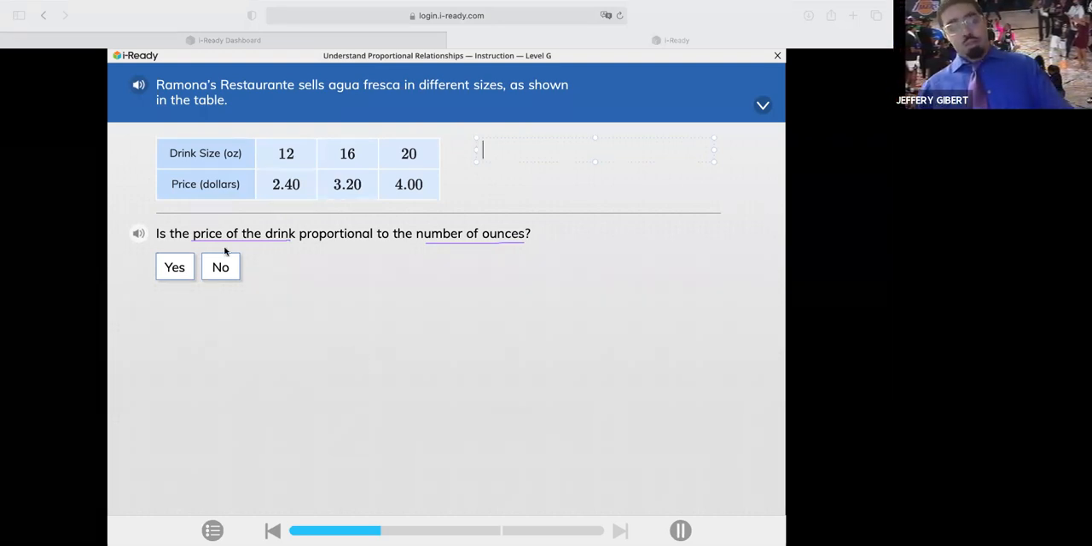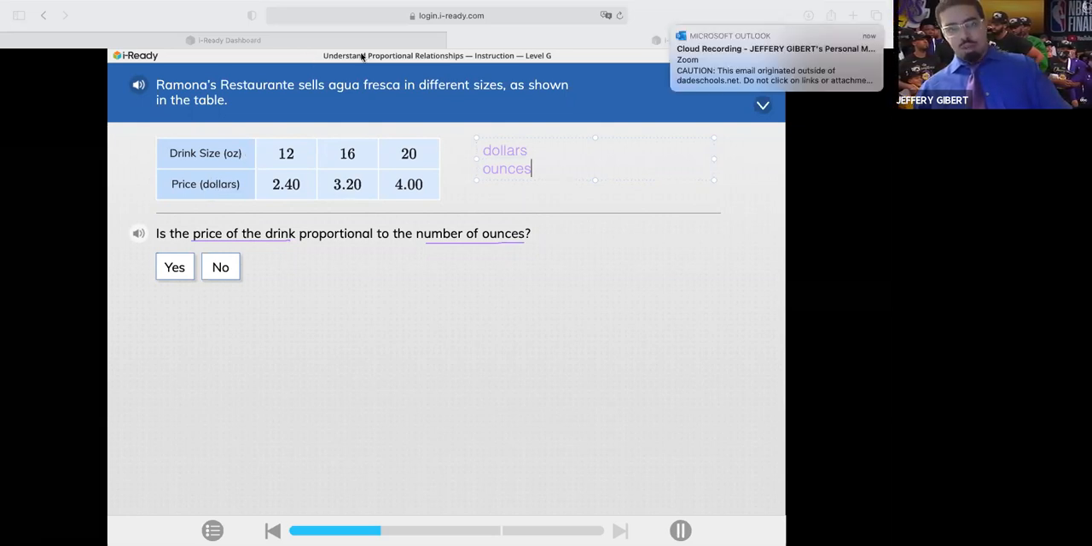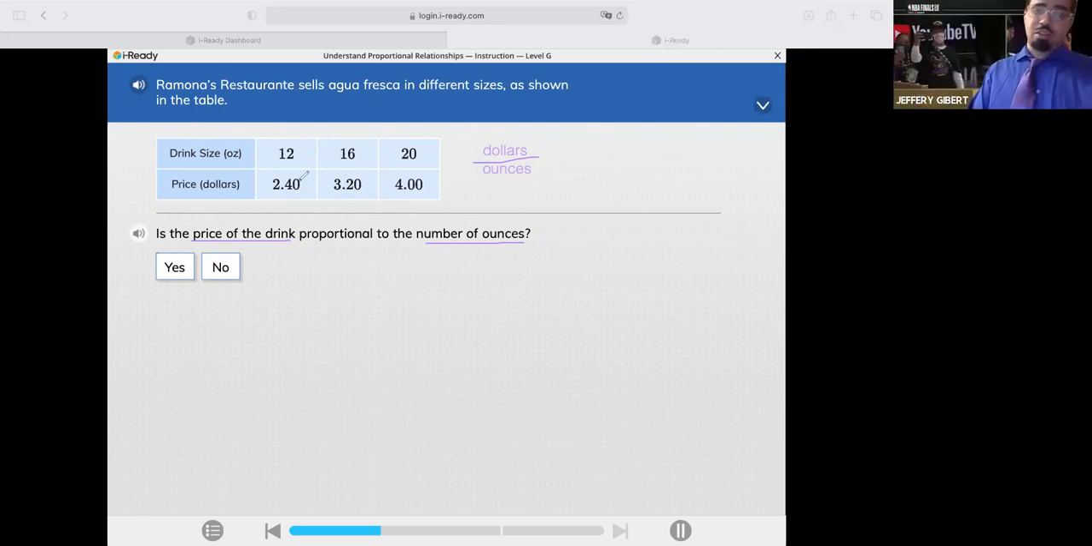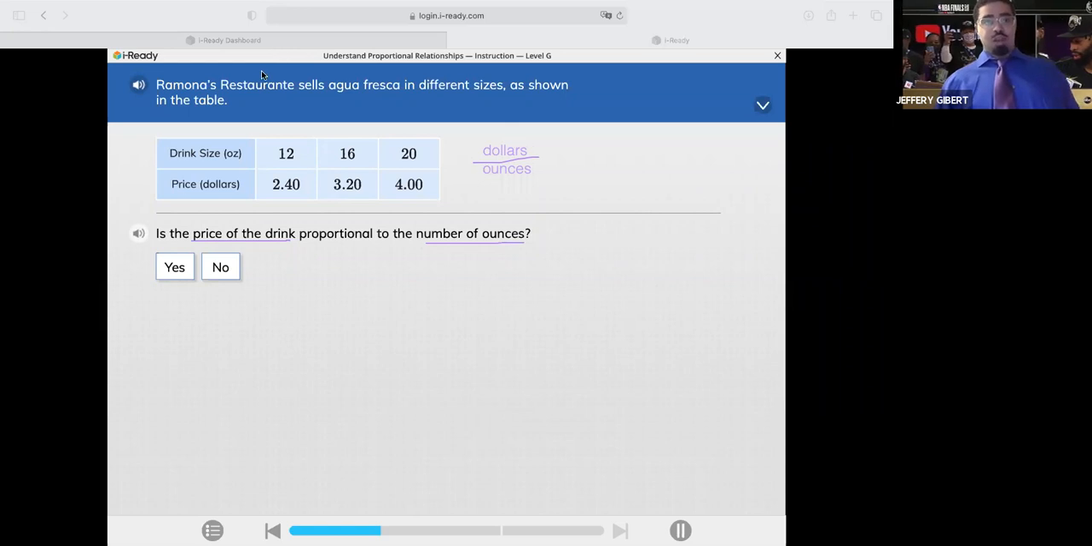Ounces over dollars. Remember, whatever they ask for first goes on the top. So, price of the drink, that's dollars. And also, if you don't want to look at the problem, if you just look at the table, it's always the bottom divided by the top. So now that we know it's dollars over ounces, you just have to do the dollars divided by ounces for each of them. And since you said yes, I'm guessing you got the same answer for all of them. Yes. All right. So that is correct. That's why it's proportional.